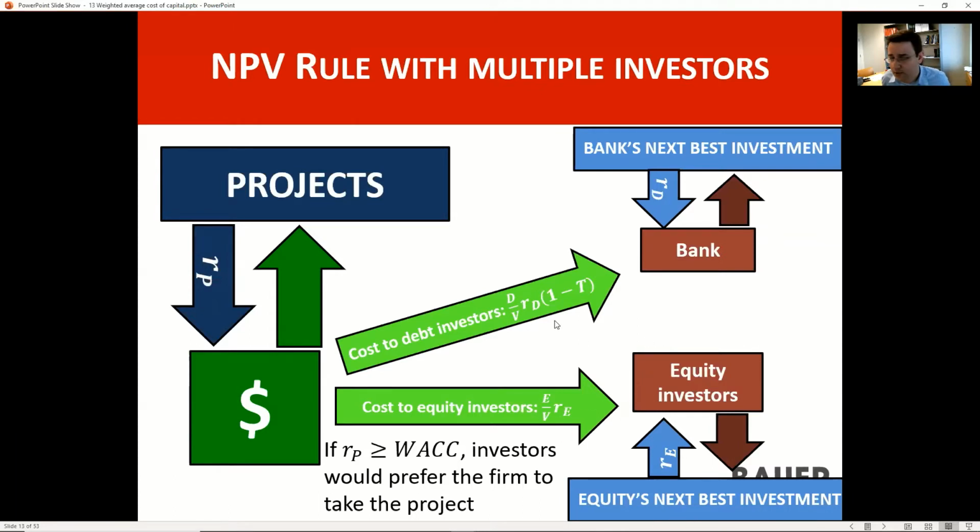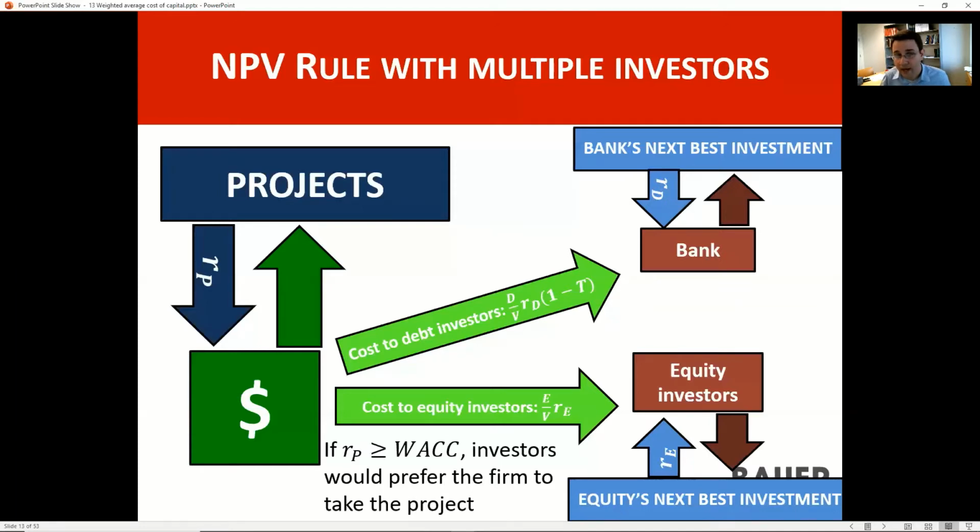And then likewise, we have to give this much to the bank. The bank holders require RD. Bank holders own D over V of that. And then we do something a little bit different with the bank. We multiply the cost of debt by 1 minus T. This 1 minus T is picking up the tax shields. The bank needs to earn RD.